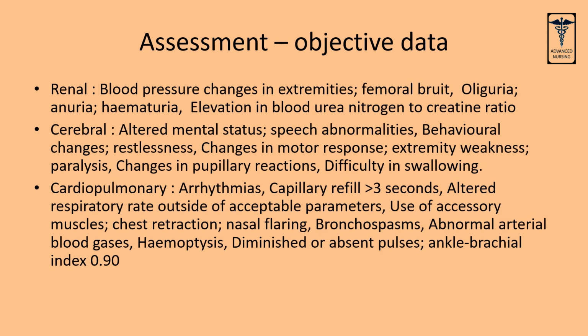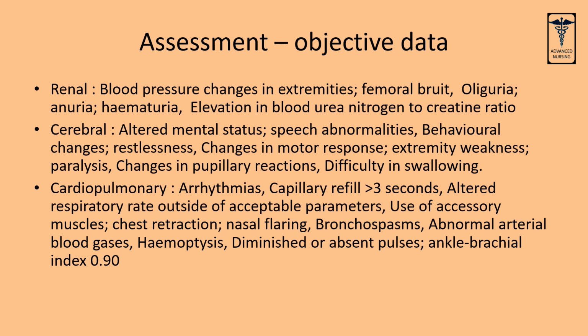Assessment: objective data. Renal: blood pressure changes in extremities, femoral bruit, oliguria, anuria, hematuria, elevation in blood urea nitrogen to creatinine ratio. Cerebral: altered mental status, speech abnormalities, behavioral changes, restlessness, changes in motor response, extremity weakness, paralysis, changes in pupillary reactions, difficulty in swallowing.